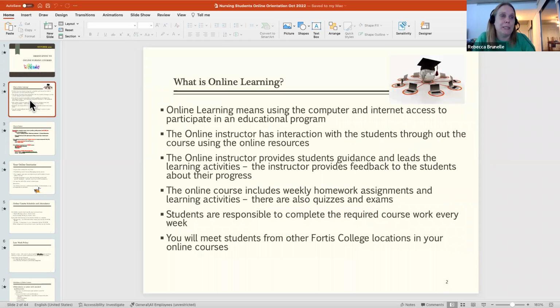So, basic information about what is online learning. I think you guys know this. It's using the computer to participate in an educational program. You are still going to interact a lot with me, and the more you interact with me, probably the better you'll do in the class. I'll give you feedback throughout the term, and I'll meet with you outside of class whenever you need it. There are quizzes and assignments; there's something due every week.